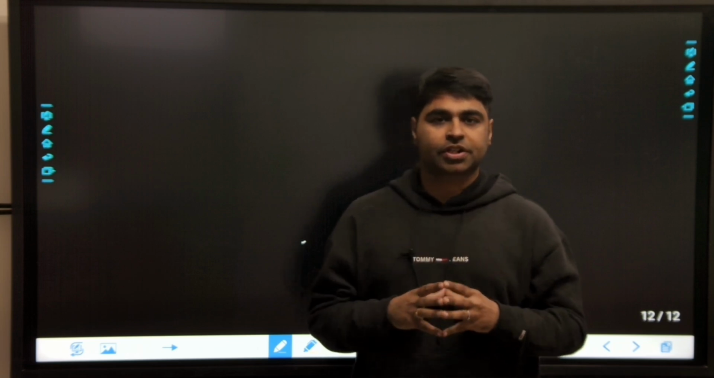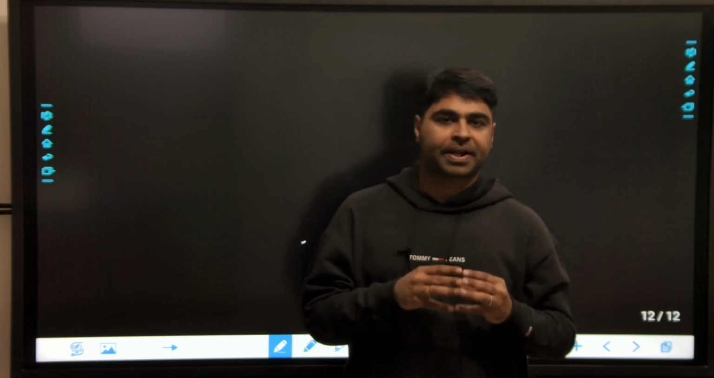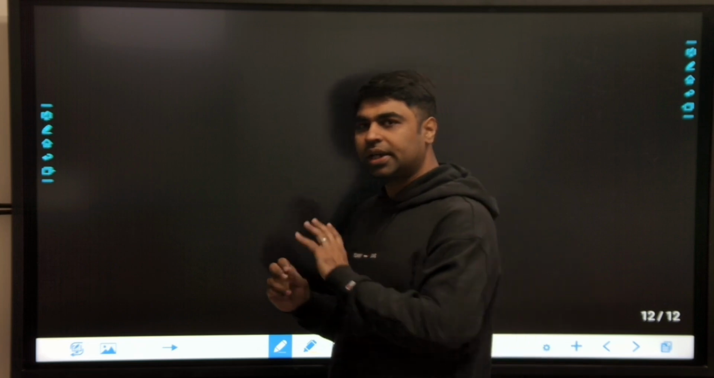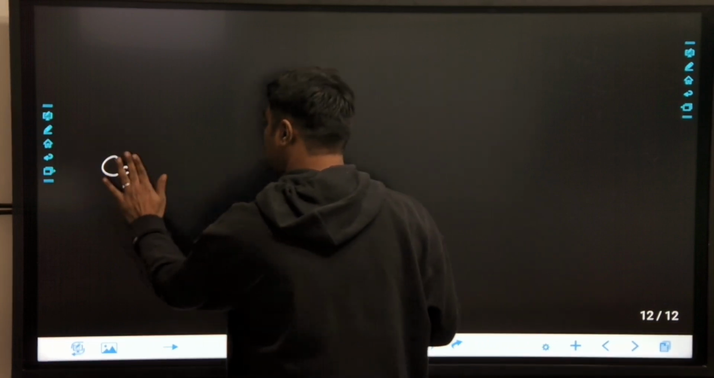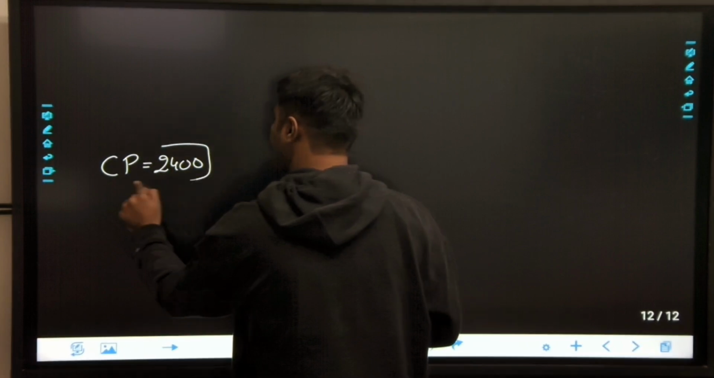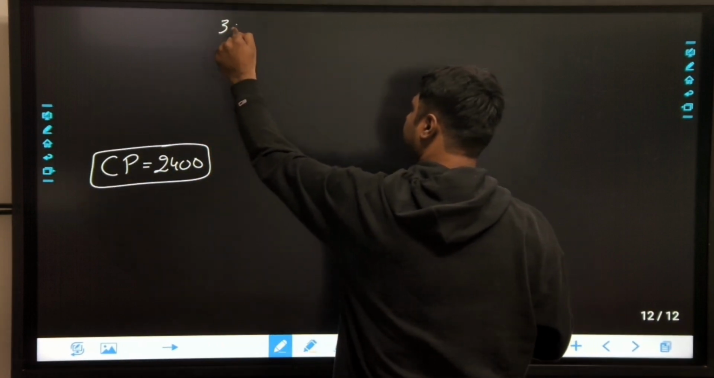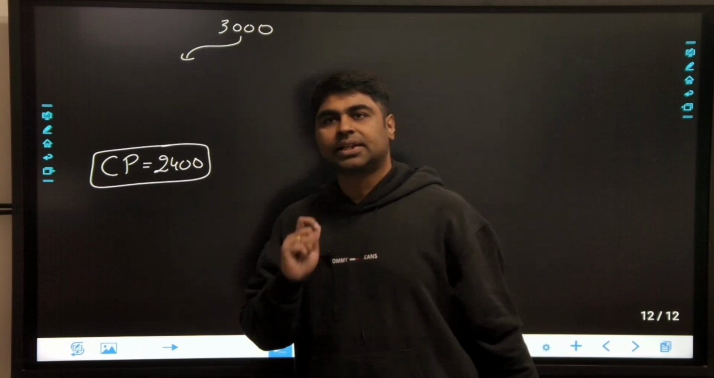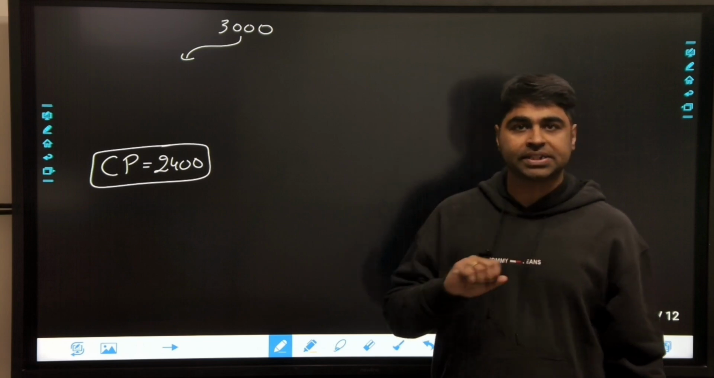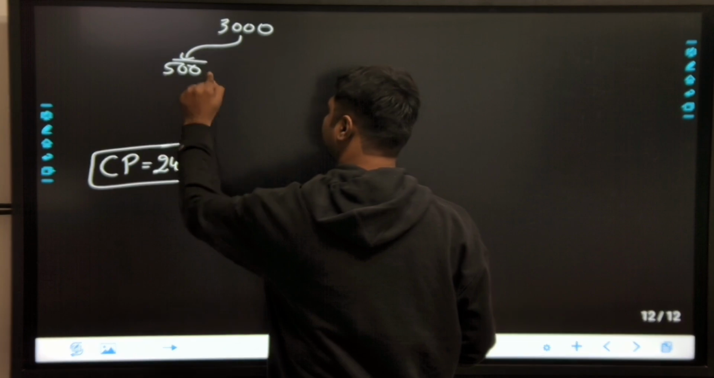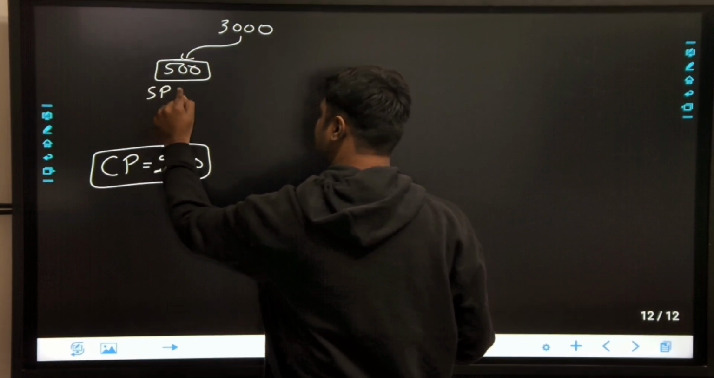This particular question talks about a group of students who have prepared 3000 softwares as a group activity at a cost of 2400 rupees. So what is the cost involved in the whole transaction? The cost price involved is 2400, to make a total of 3000 software. Out of these 3000 softwares, they gave away 500 softwares to a charity free of cost. So for these 500 softwares, the selling price was 0 rupees.